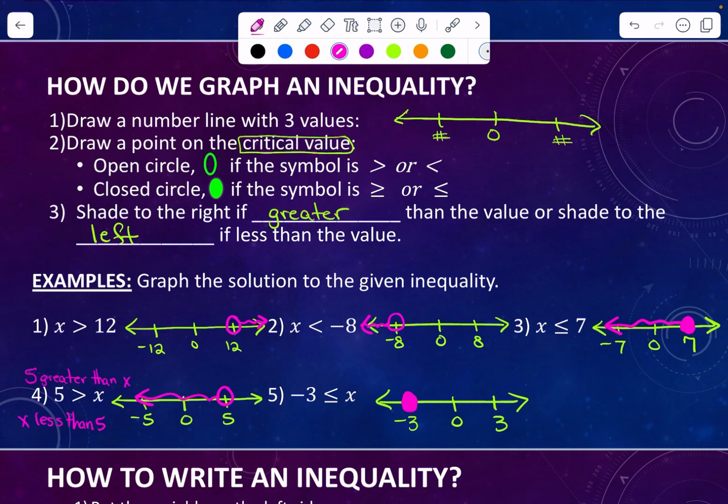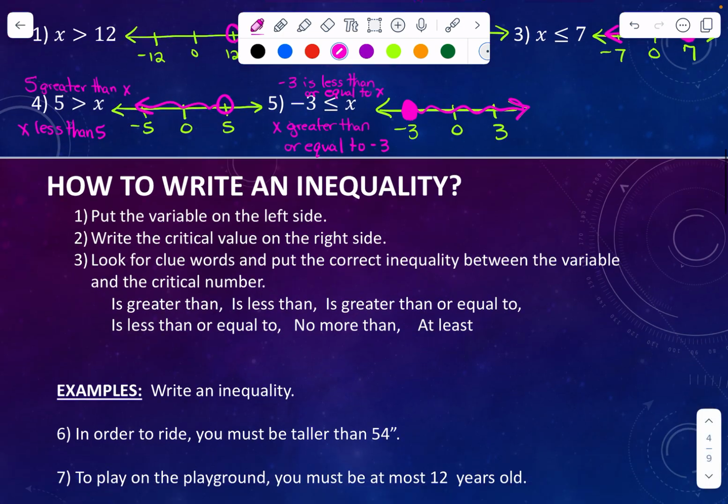So there's my closed-in. Now, if we read that, it says negative 3 is less than or equal to x. So if negative 3 is less than or equal to x, x must be greater than or equal to negative 3. So that means it's going to shade it to the right. So on those last two, you got to be really careful of how you read that statement. Okay, let's keep moving on.